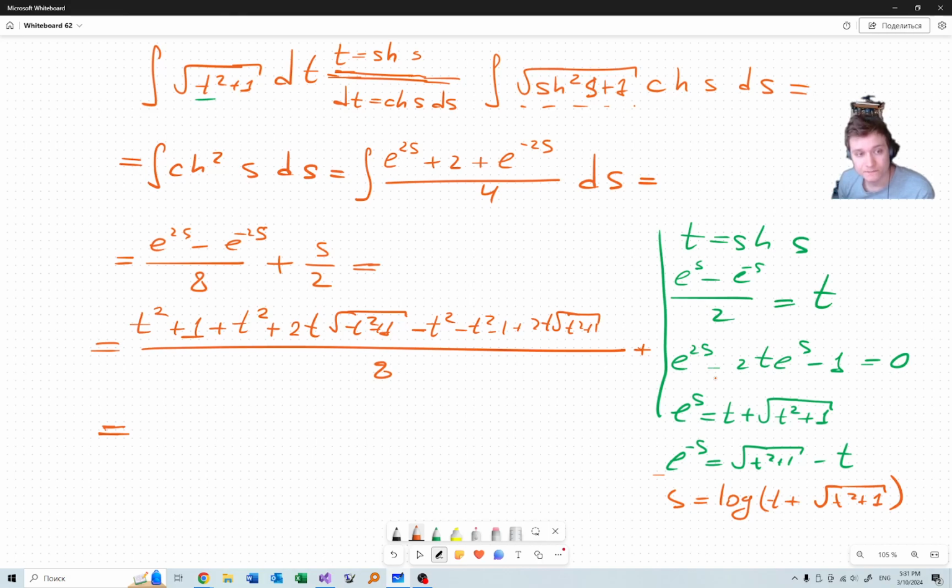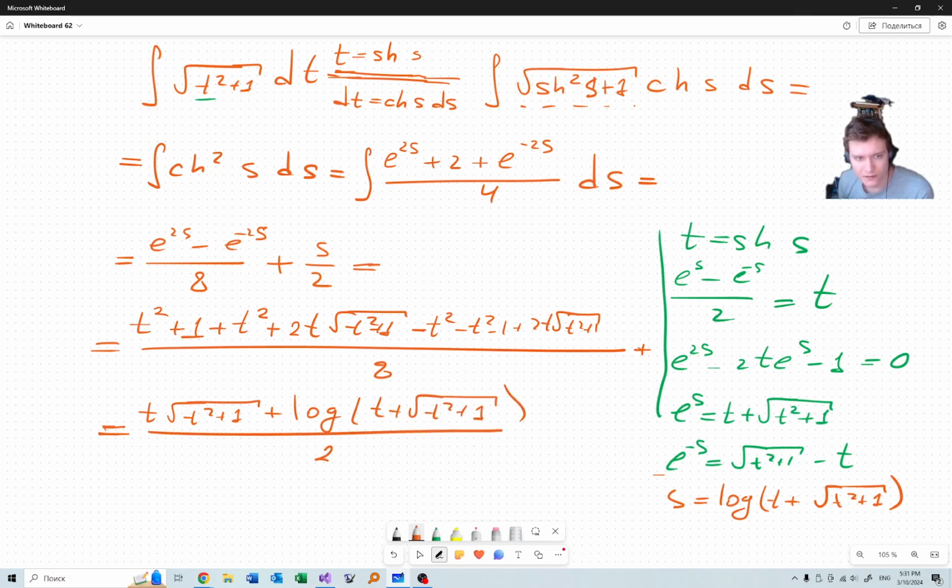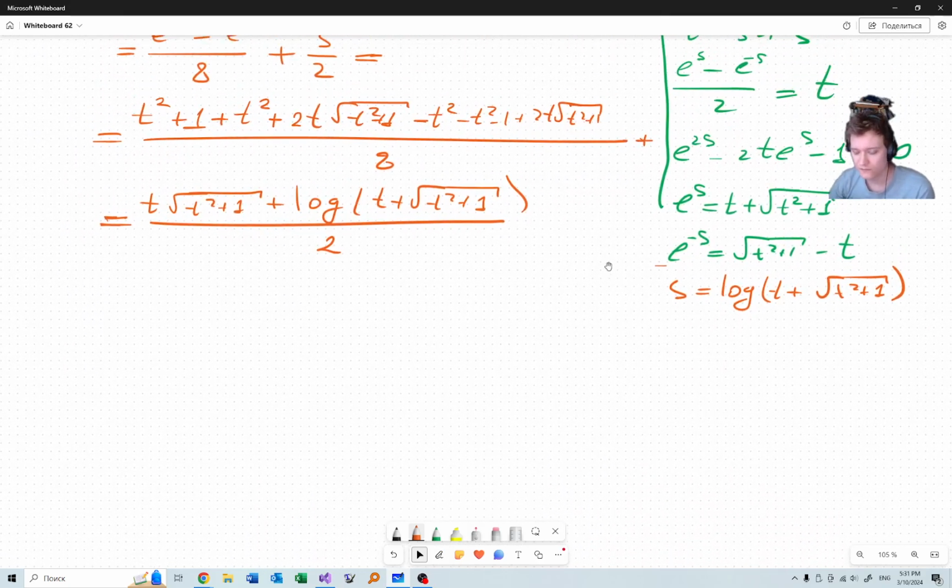Okay, what is that? This is simply t square root of t squared plus 1 over 2 plus logarithm of t plus square root of t squared plus 1 over 2. And this looks like a final answer. But you can never be sure, so let's differentiate it.